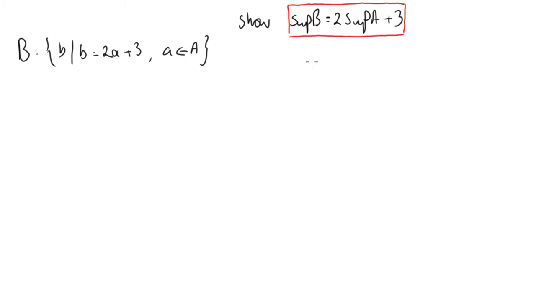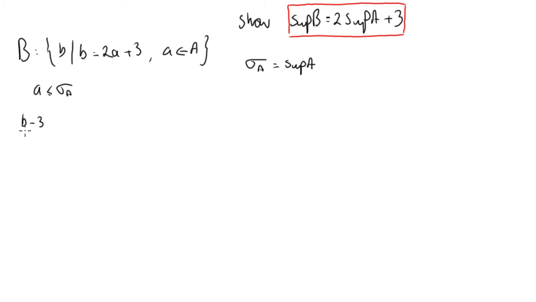So we've been told that A is a bounded subset of R. By the continuum property, we know that A must have a supremum. We can denote that here by epsilon A, that's equal to the supremum of A. Every single element in A, denoted by little a, is smaller than or equal to the supremum of A. Now straight away we know what A is: A is just equal to B minus 3 over 2.